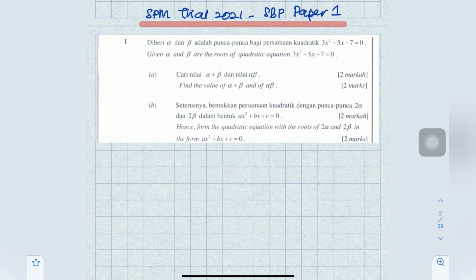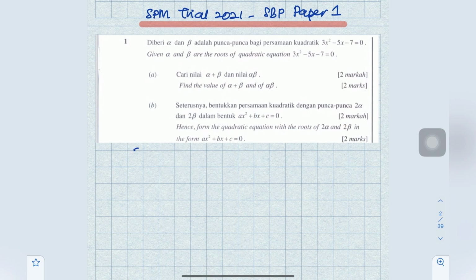Here I'm going to share with you the solution of the Maths Trial SBP 2021 Paper 1. Okay, question number 1. Given alpha and beta are the roots of the quadratic equation 3x squared minus 5x minus 7 equals 0. A. Find the value of alpha plus beta and alpha times beta.